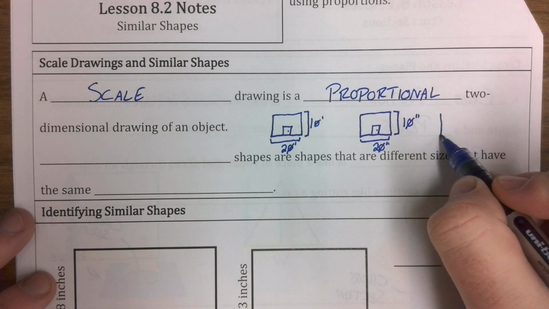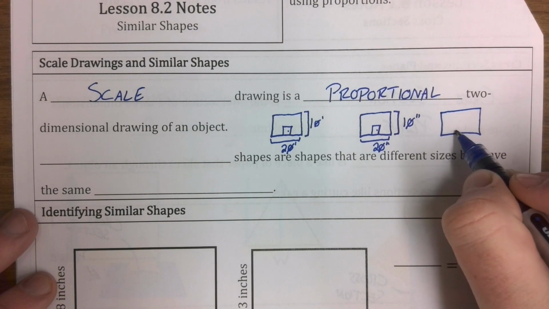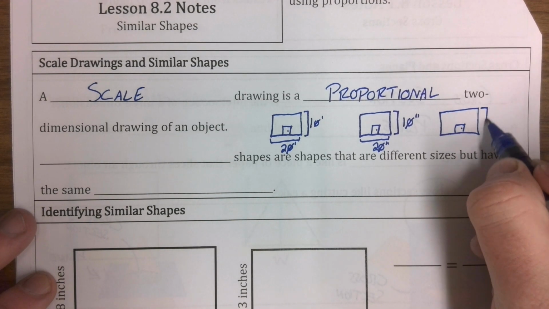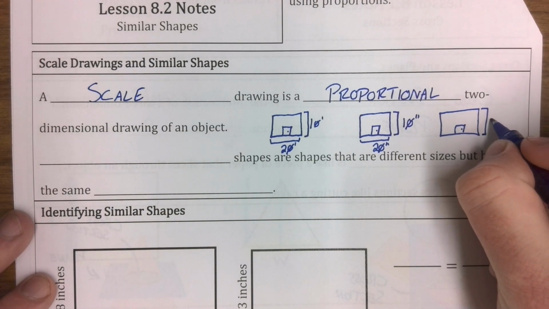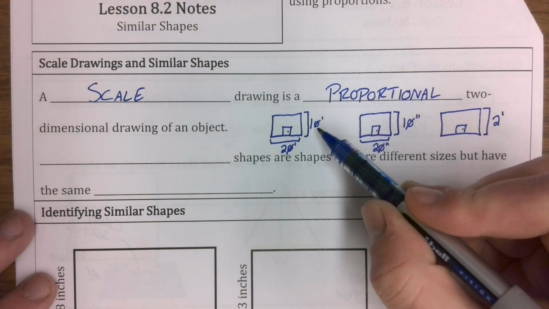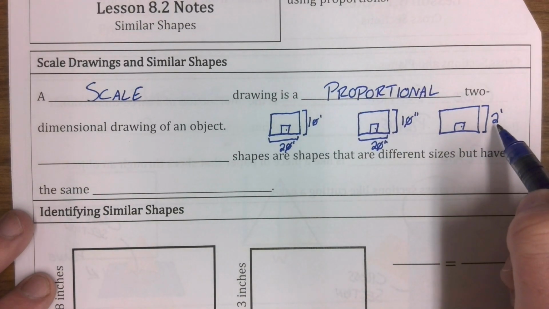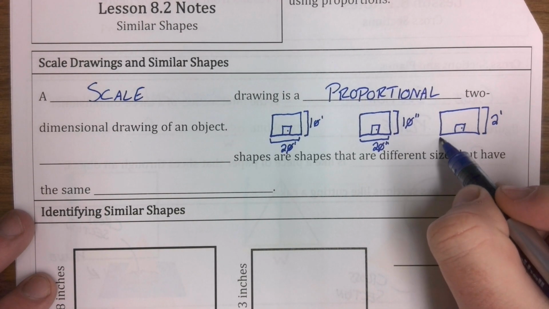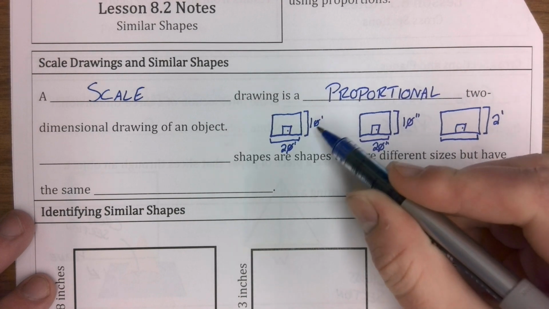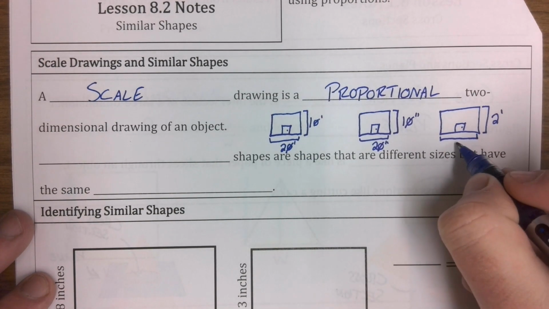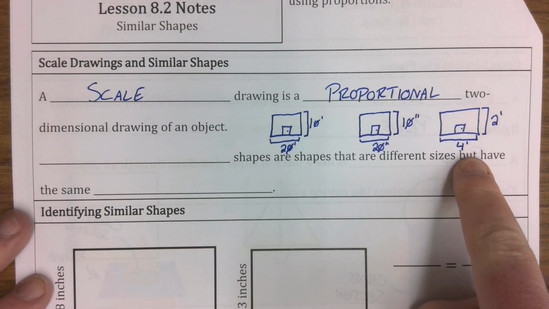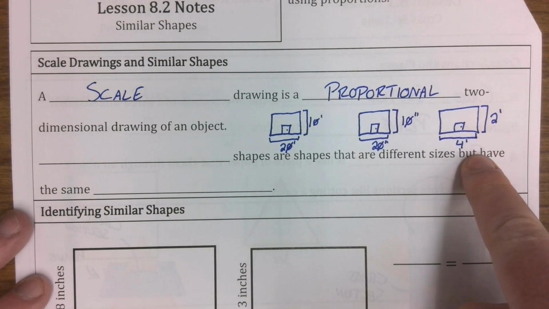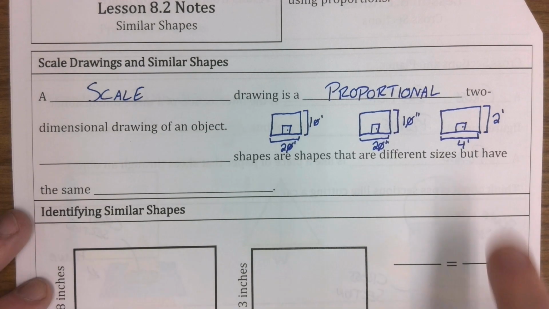We could also do a drawing of a building where instead of 10 feet, I'm doing 2 feet. So I'm doing 10 divided by 5 to get 2. To keep it proportional, if I divide 10 by 5, I have to do 20 divided by 5 to get 4 feet. So these are all proportional. They represent the same relationship between the width and the height of the building, just with different numbers.